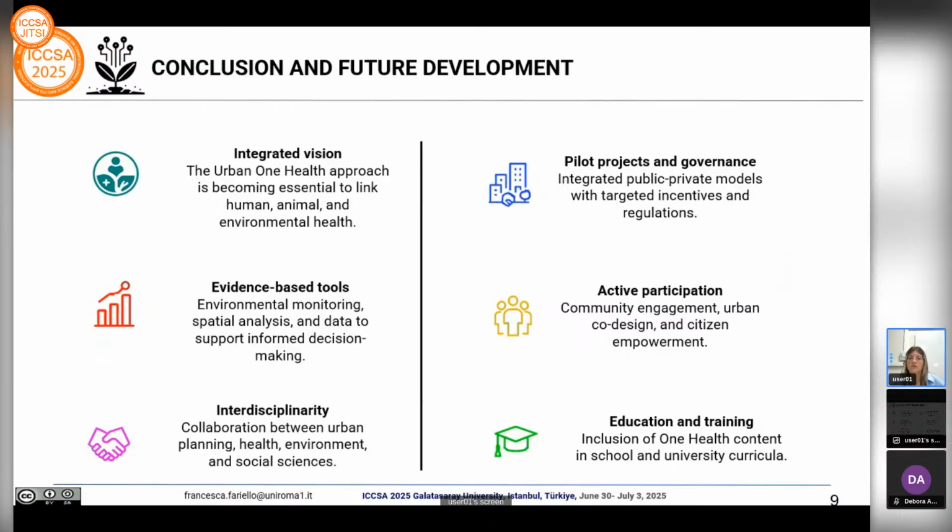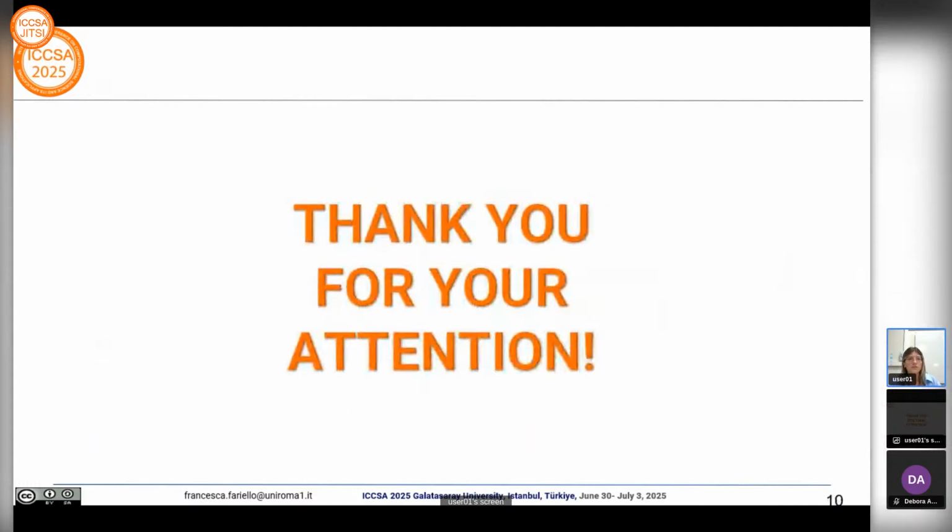Overall, the Urban One Health framework proves to be not only a valuable lens for analyzing the city, but also a strategic and operational model for guiding urban regeneration in line with the goals of equity, resilience, and collective well-being. Thank you for the attention.